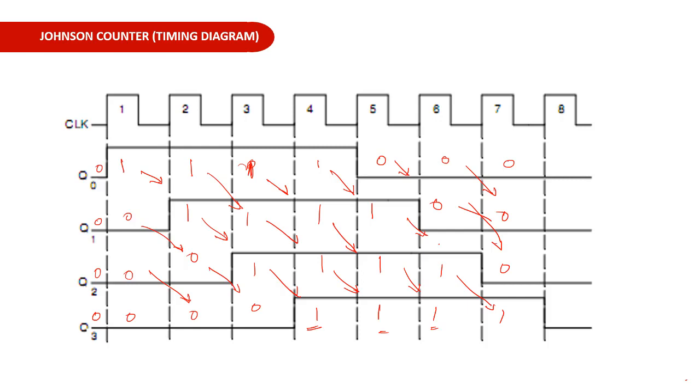And in ring counter, whatever the number of flip-flops you use, the same number of states you will get. That is, if you are using n flip-flops, you will get n states. Whereas in Johnson counter, it will be double the number of flip-flops you use. That means if you are using n flip-flops, you will get 2n states.